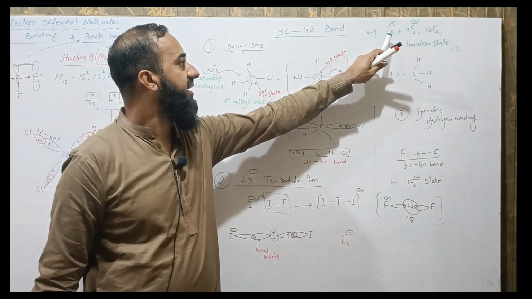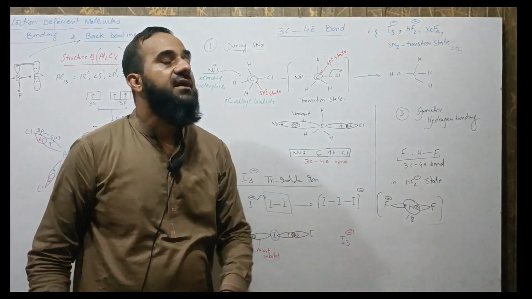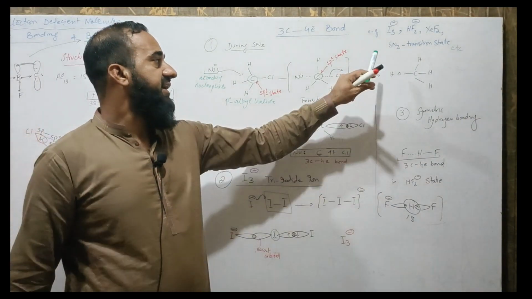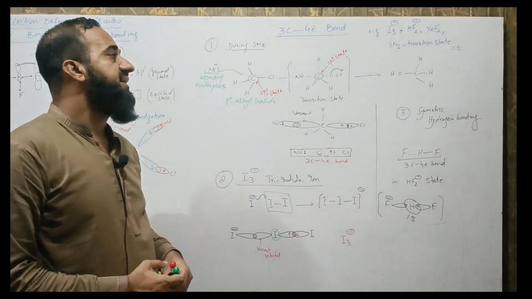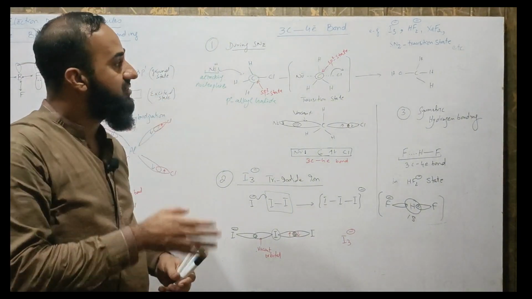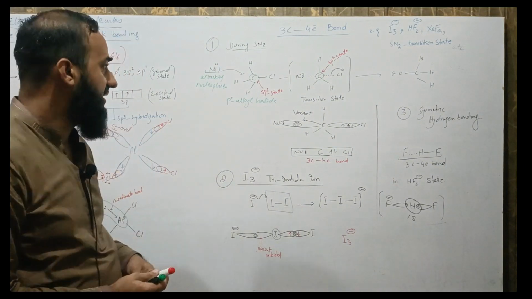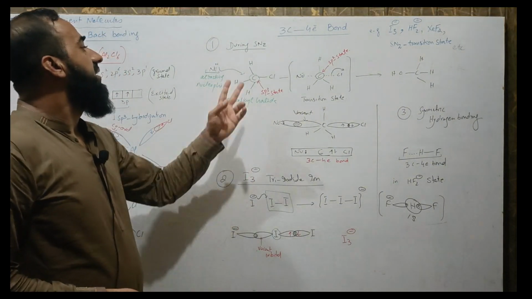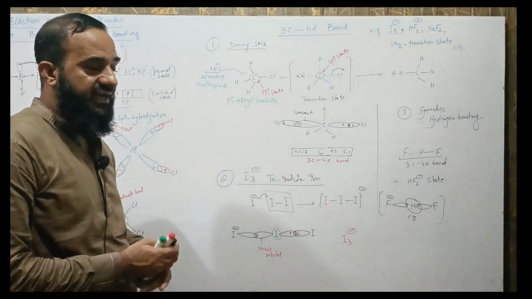3 centered 4 electron bonds. A few examples in which this type of bond is present are triiodide, HF2 negative, xenon difluoride, and the carbon which is present in the SN2 transition state. So these atoms, compounds, complexes or molecules form a 3 centered 4 electron bond. Let's start with the transition state which is formed during the SN2 reaction.